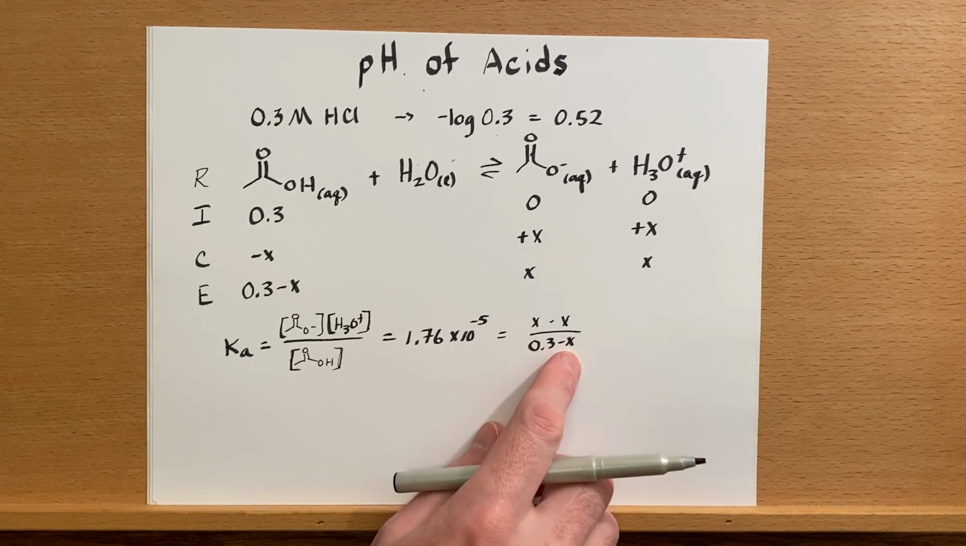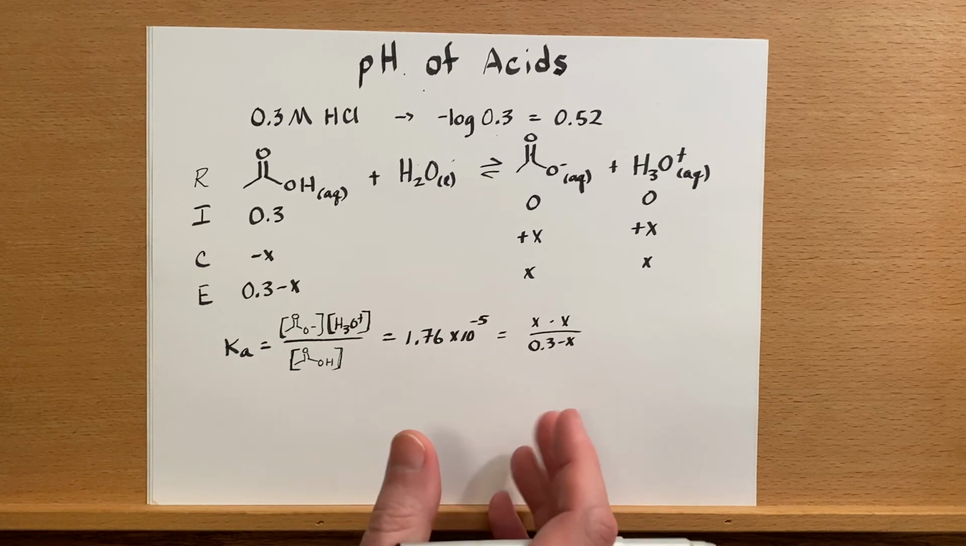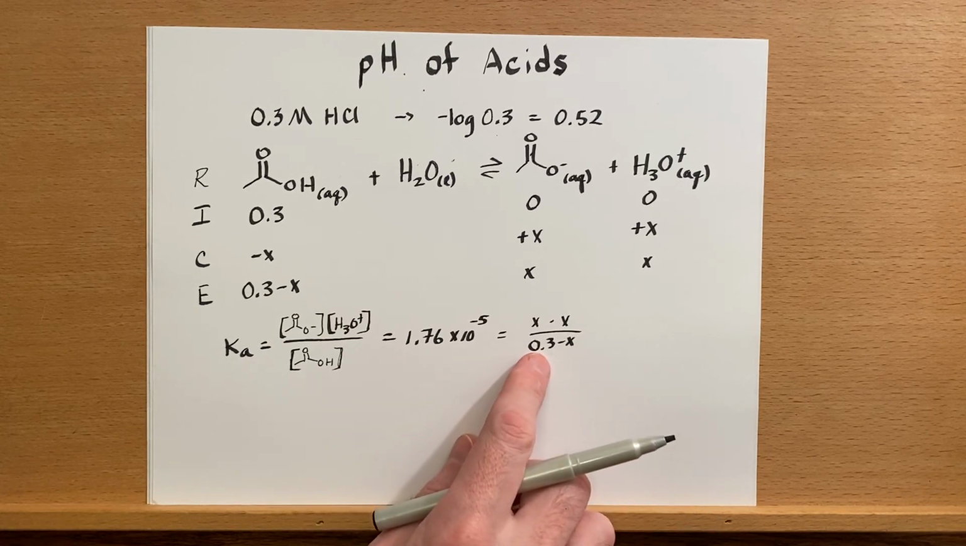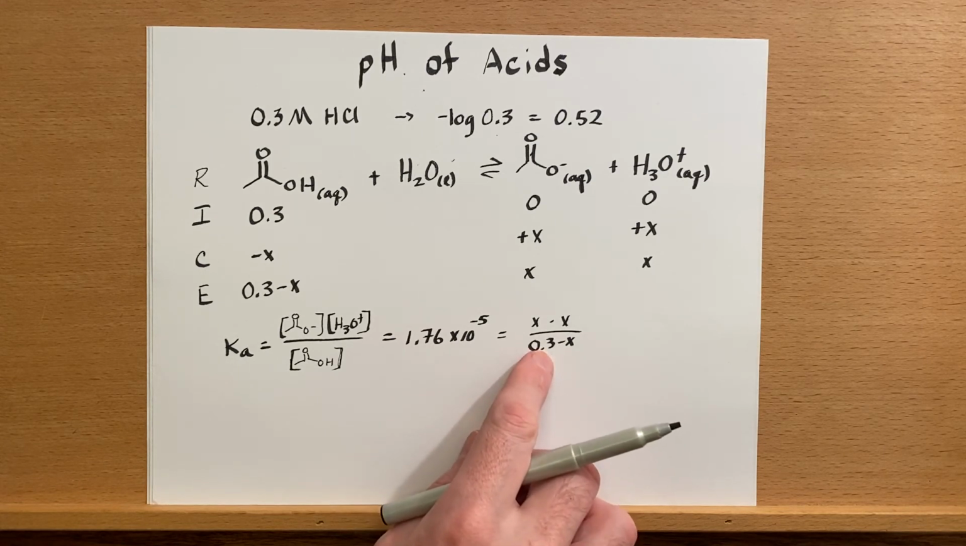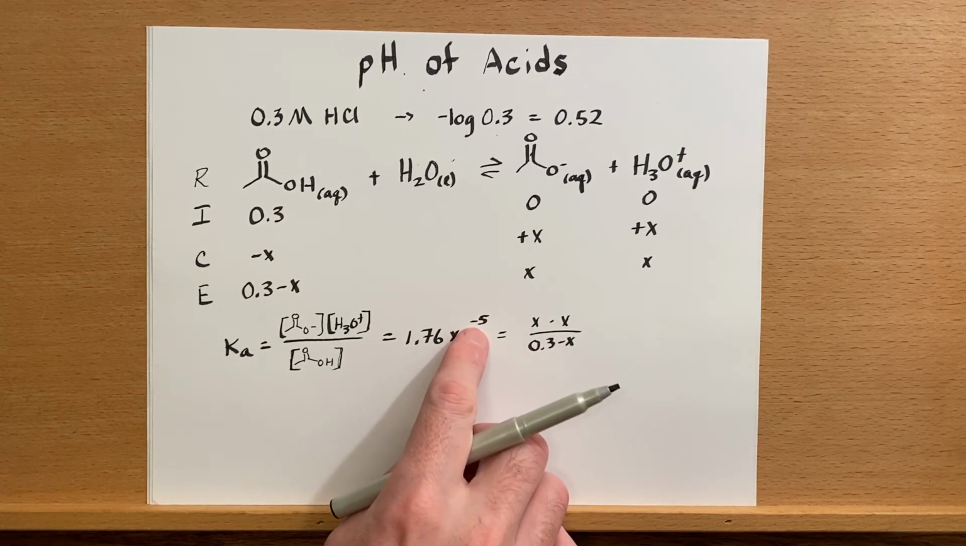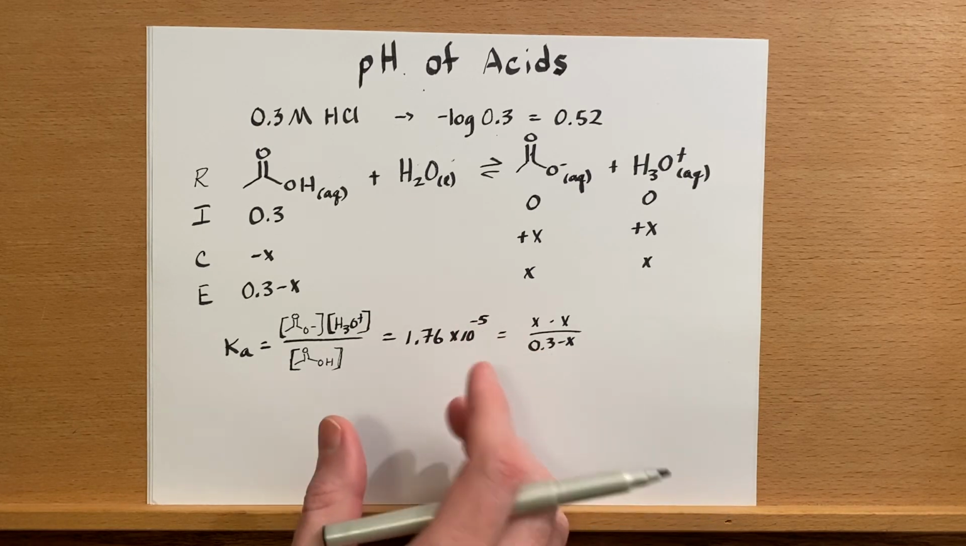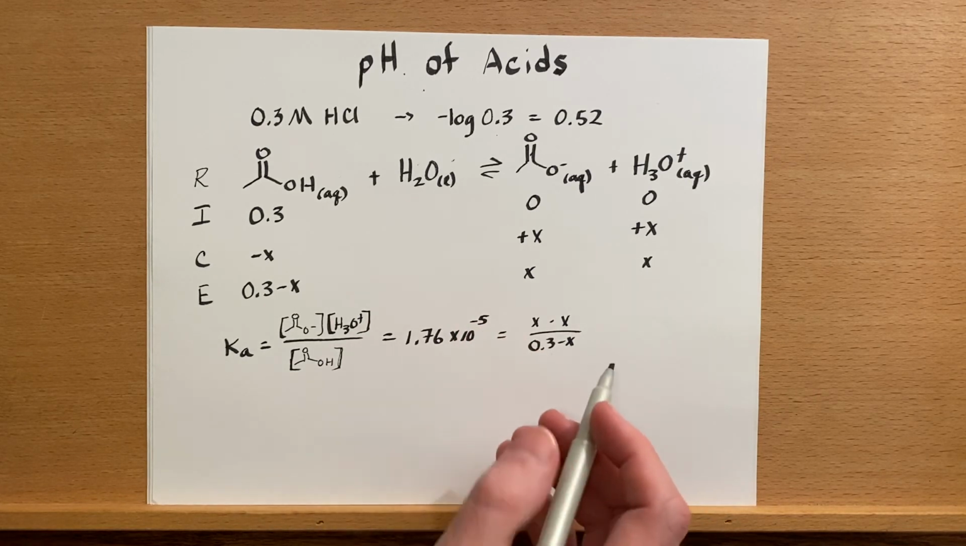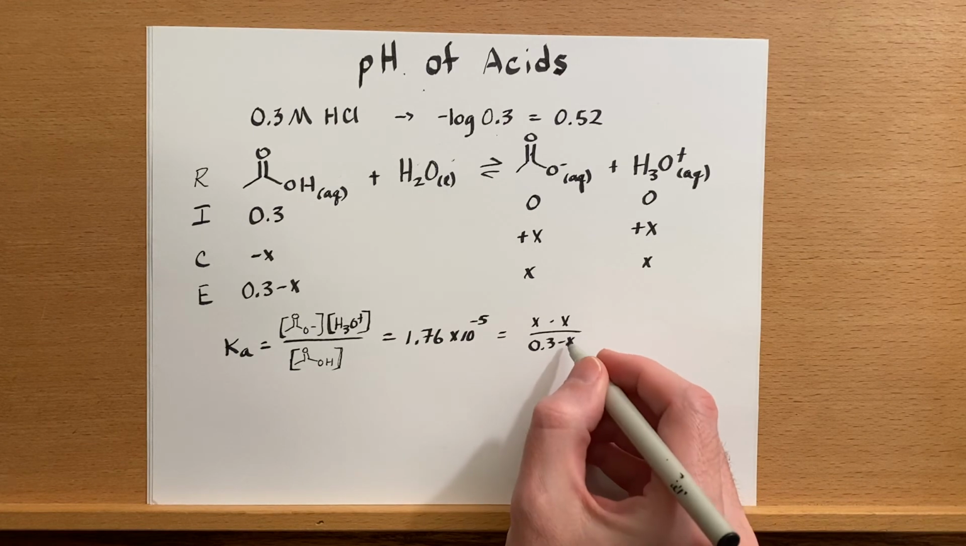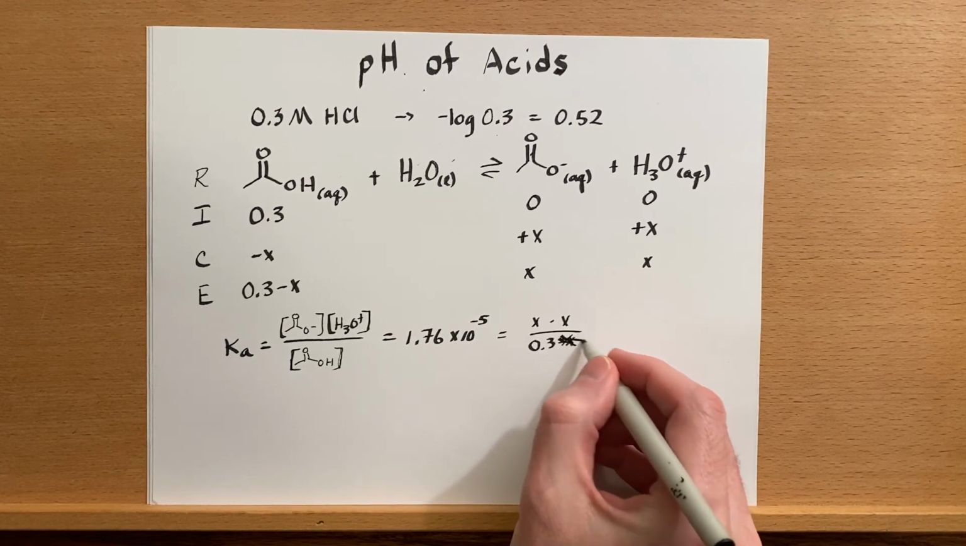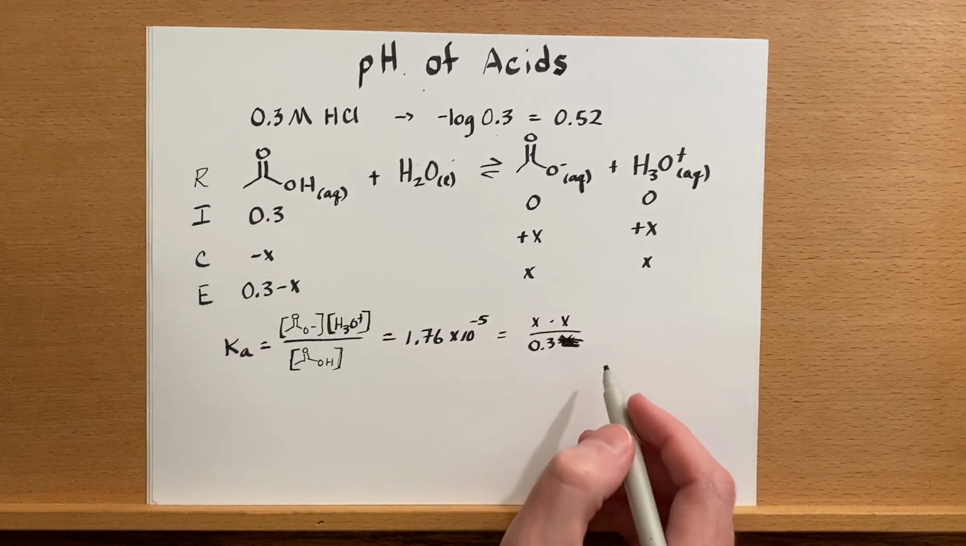What is an order of magnitude? That's a power of 10. This is indeed 4 orders of magnitude different. This is 10 to the minus 1. That's 10 to the minus 5. Those are 4 powers of 10 apart from each other. So we could simplify this problem by just ignoring the minus x.